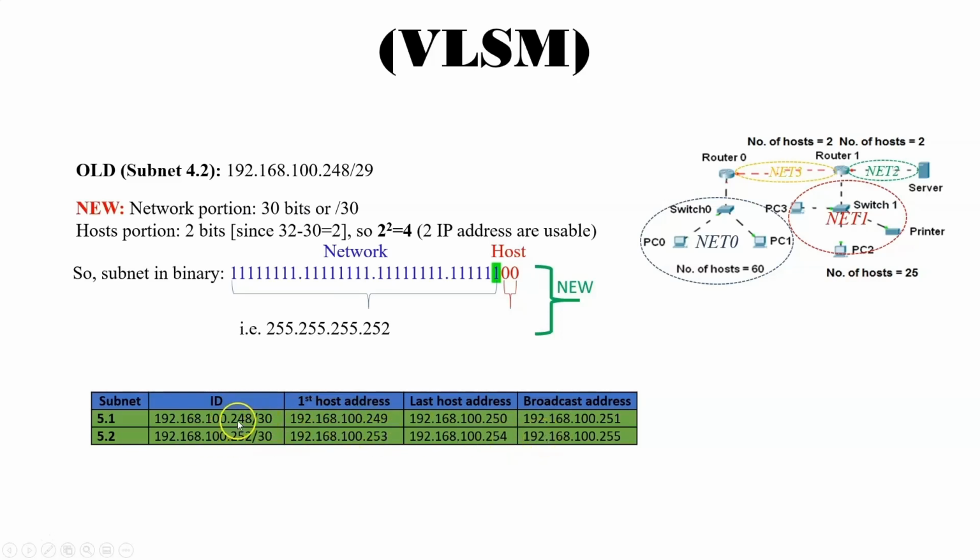So if you look at this, 248, so that's the 192.168.100.248, that is the network ID. Then the next IP address is the usable one, so that means 249, yeah.